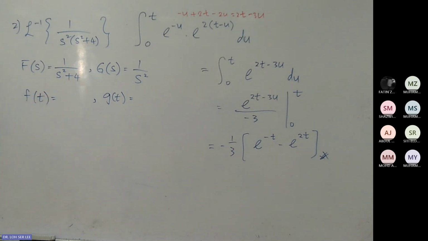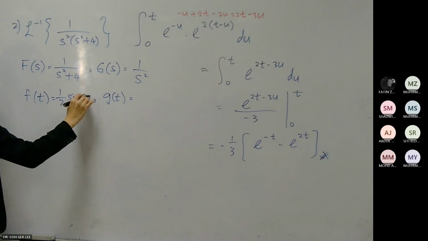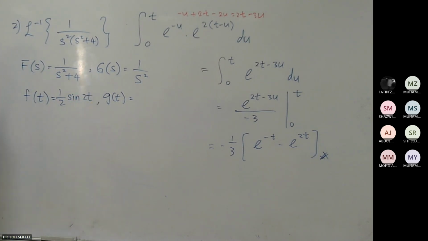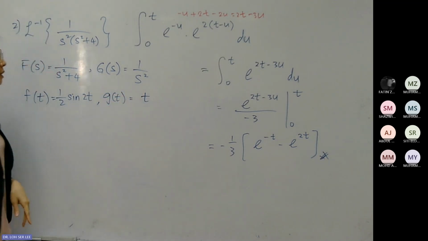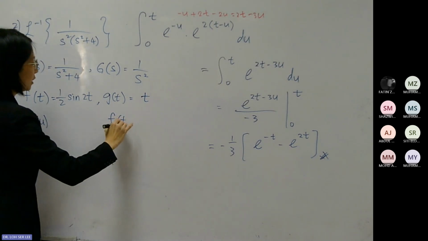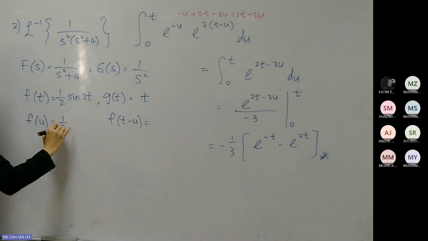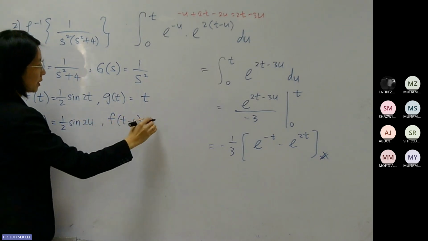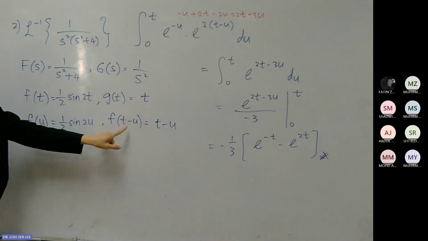So what is this? When you inverse Laplace this one, what do you get? Sine. 1/2 sine 2t. Another one, this one, t. So we have f(u) and f(t-u). For f(u), you have sine 2u, and for the other, you have t minus u. Change the t into t minus u.